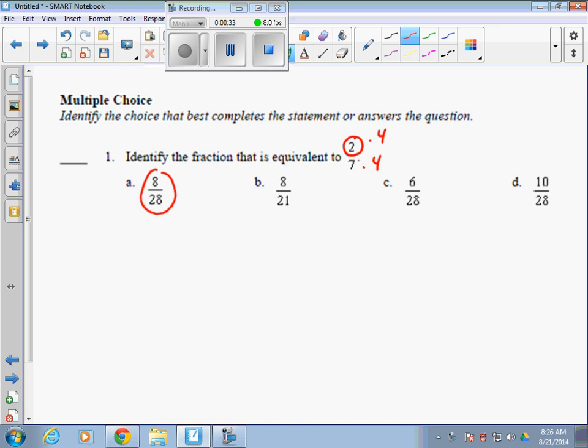If you check B, you have to multiply by 2 to get 2 by 4 to get 8, but when you multiply 7 by 4, you don't get 21, so that's why B doesn't work. If you check C, when you multiply 2 by the number 3, you get the number 6 here. When you multiply 7 by 3, you don't get the number 28. And then when you check the last one, D, in order to get 10, you have to multiply 2 by the number 5. But when you multiply 7 by 5, you don't get 28. So A is the correct answer.